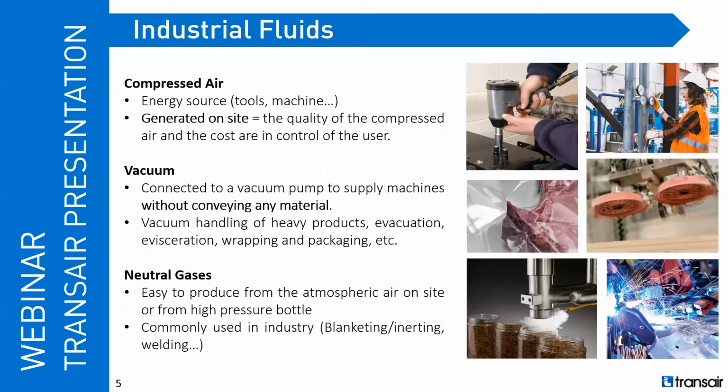Regarding vacuum, it's also a quite common utility used by industries. Instead of being connected to a compressor, like the case for compressed air, the pipework system is connected to a vacuum pump from the machines. Vacuum is generally used for the handling of heavy products, evacuation, evisceration, wrapping processes, and packaging processes.